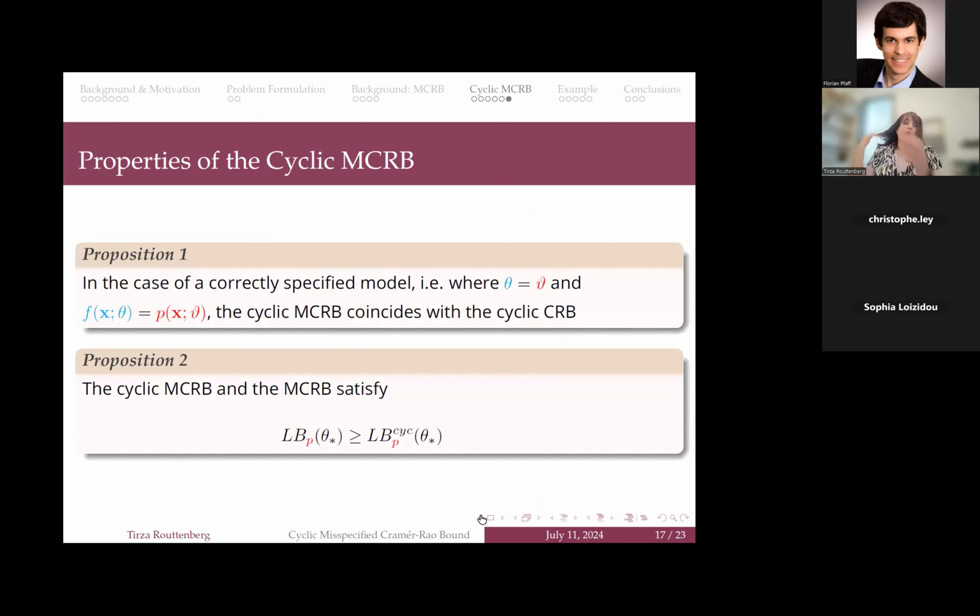Properties of the new cyclic MCRB. In the case of a correctly specified model, our bound, the cyclic MCRB, coincides with the traditional cyclic CRB. And the second proposition is that the cyclic MCRB is always lower than or equal to the conventional MCRB, which again makes sense because the circular cost function, the cyclic cost function, is always lower than the squared error.